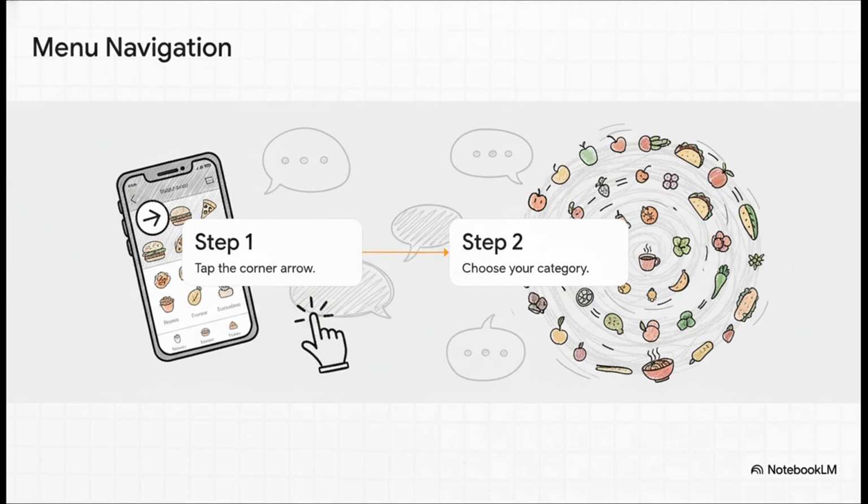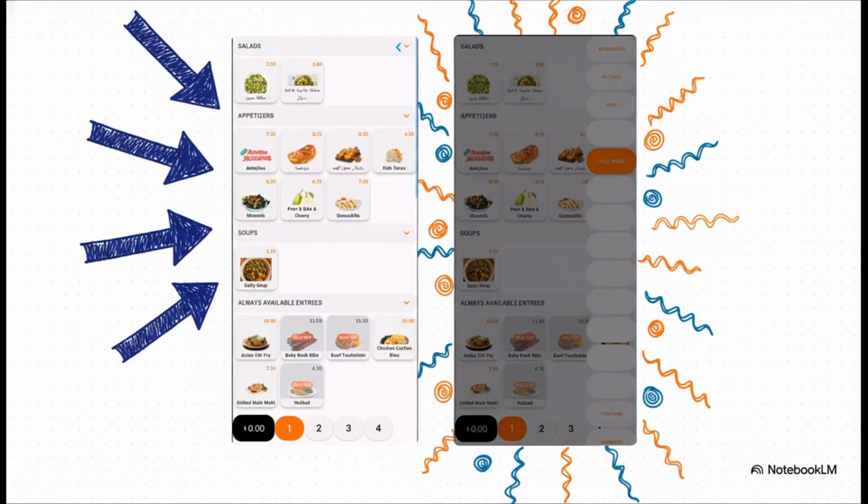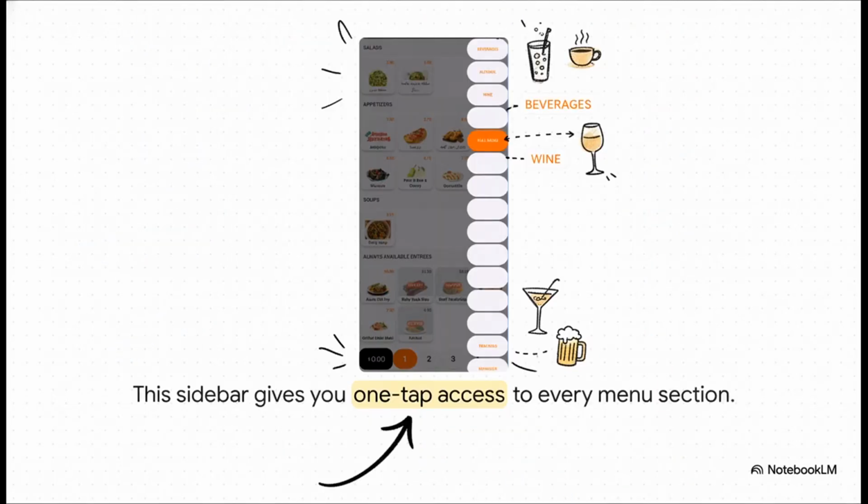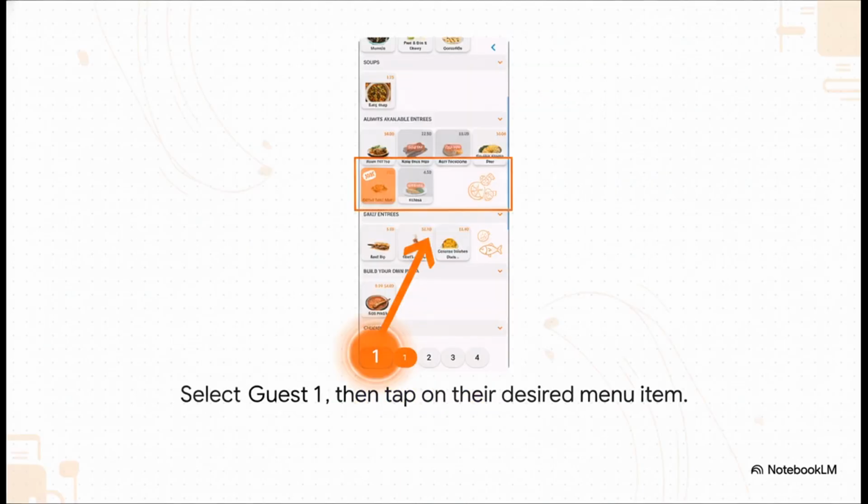You just tap that arrow, then pick your category. And boom, tapping that arrow pulls up this super handy sidebar. Now, every single section is just one quick tap away. No more scrolling.